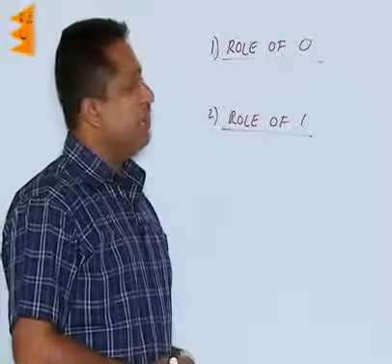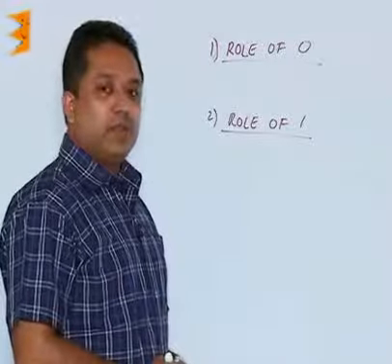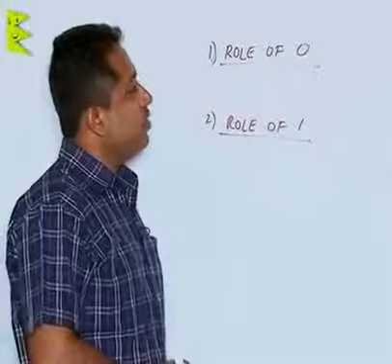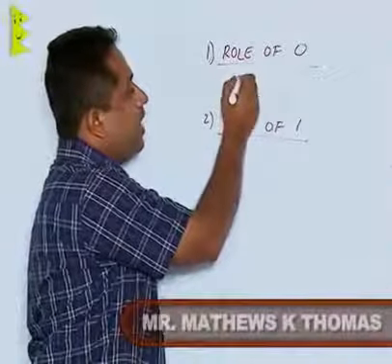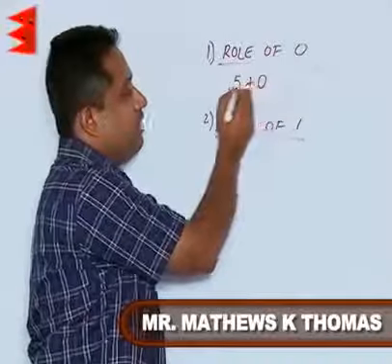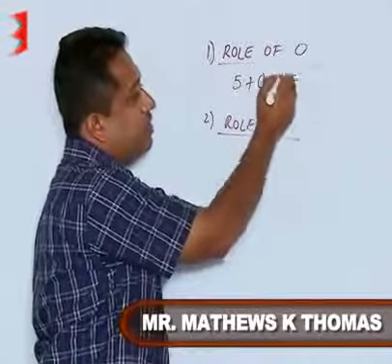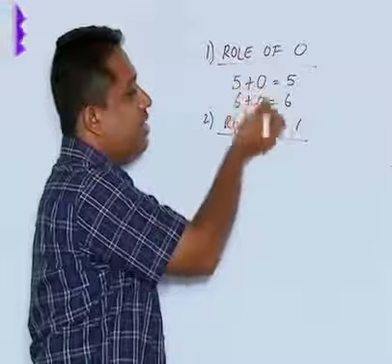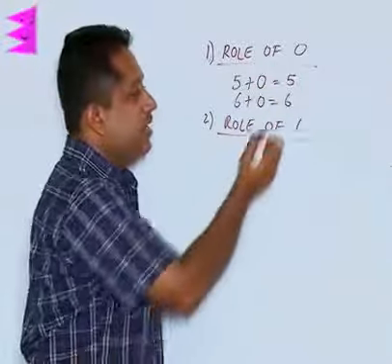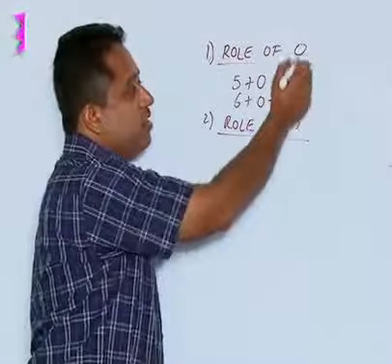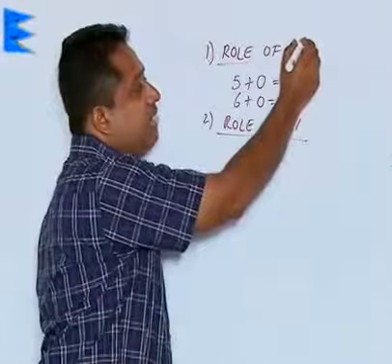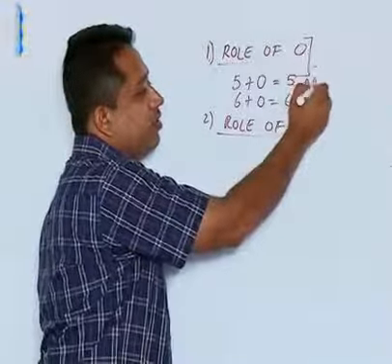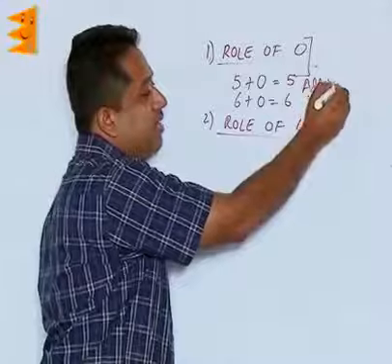Now let's understand the role of 0 and the role of 1. If you add 0 to any number, 5 plus 0 will give us 5, and 6 plus 0 will give us 6. So when we add 0 to any number, we get the number back. Therefore 0 is called an additive identity.